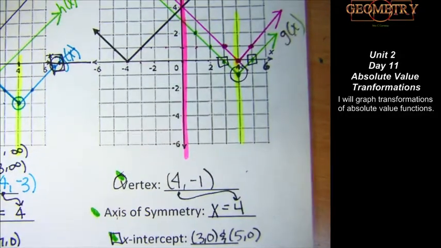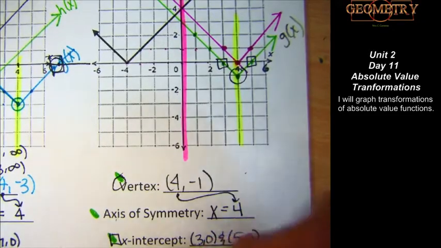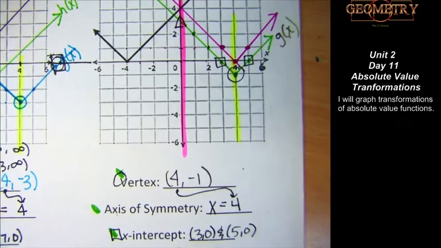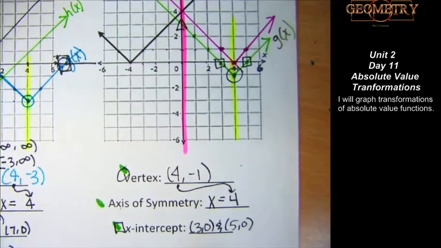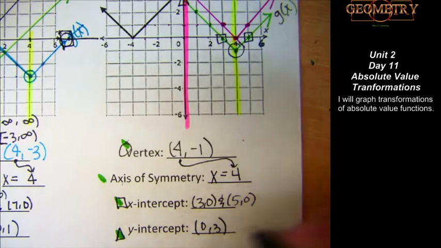Okay. Thank you. The y-intercept is wherever it touches the y-axis. I have a touch right here. What is the coordinates? 0, 3. Good.